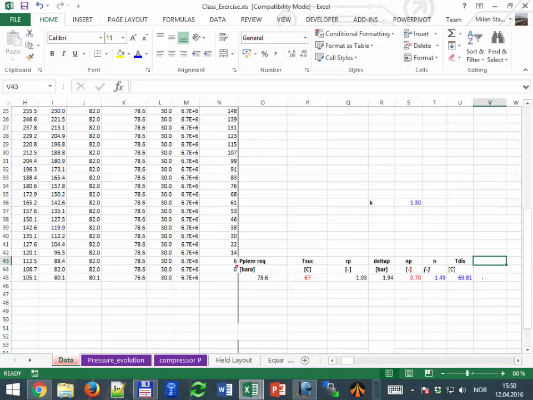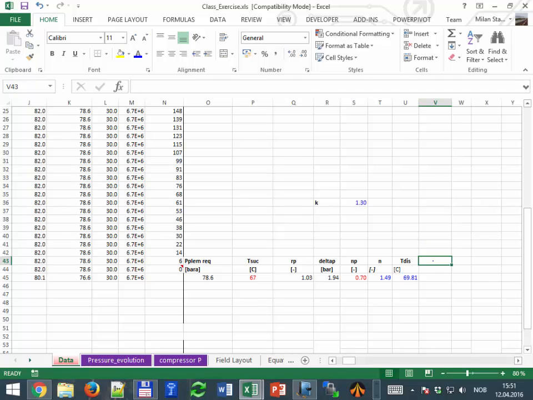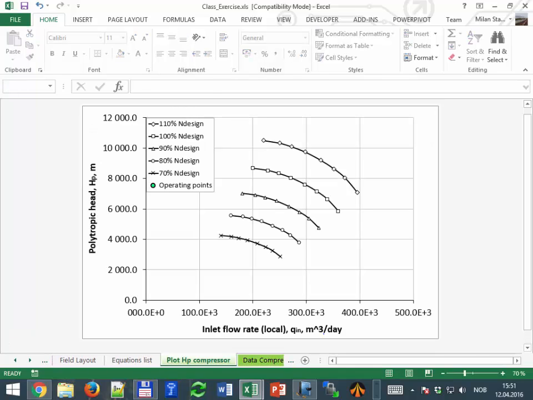So now let's calculate, what else did we have? The power. For the compressor map, we don't need it right away, but we are going to need the local rate. So let's just calculate it now to avoid having to add a column later. How do we calculate the local rate?